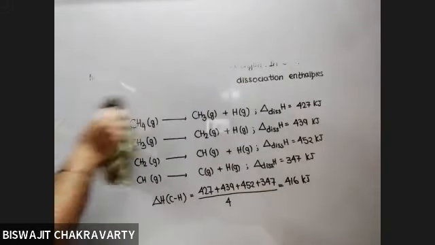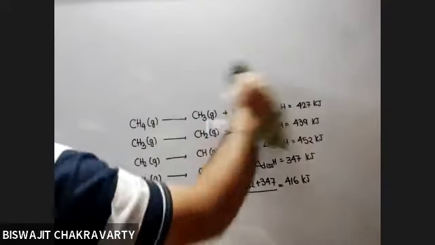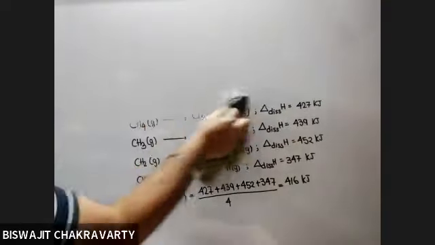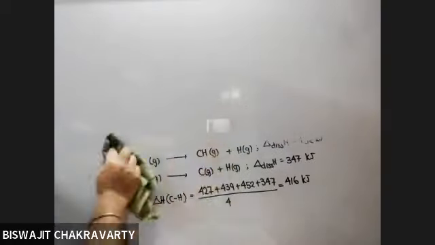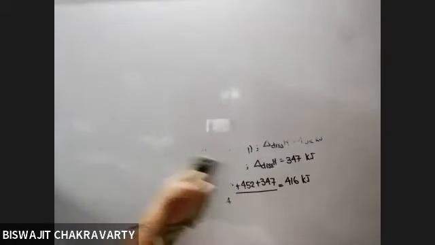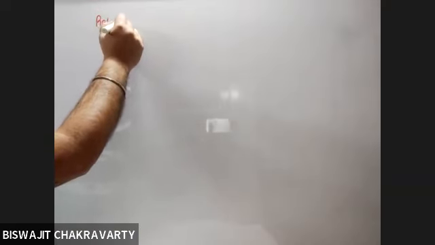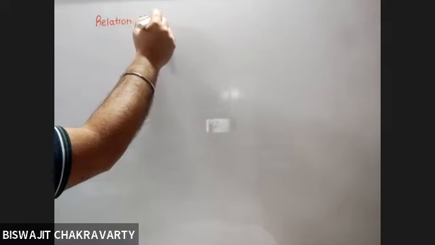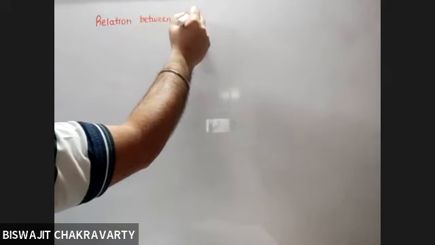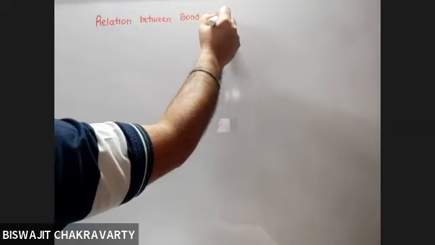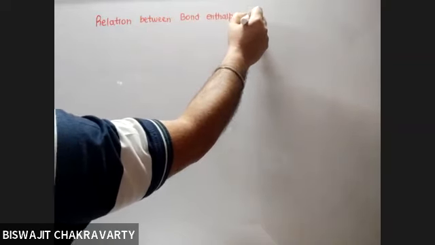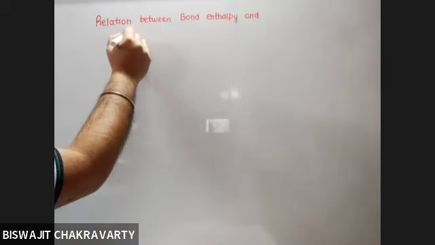So after discussion of what is bond dissociation enthalpy and what is mean bond enthalpy, now we are going to correlate the bond enthalpy with the enthalpy of reaction. Relation between bond enthalpy and enthalpy of reaction.